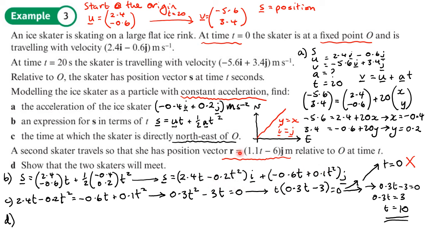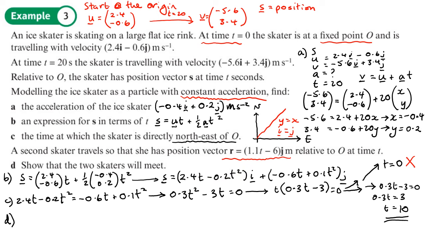they meet. Now this other skater only has a j part to their position, so you could write 0i plus this. So we need to make this equal to 0, and we need to make this bit equal to 1.1t minus 6, and we should find that we get the same value of t. That means that this skater's at the position 0i, this j at the same time. So we need to solve both. We can't just solve one.